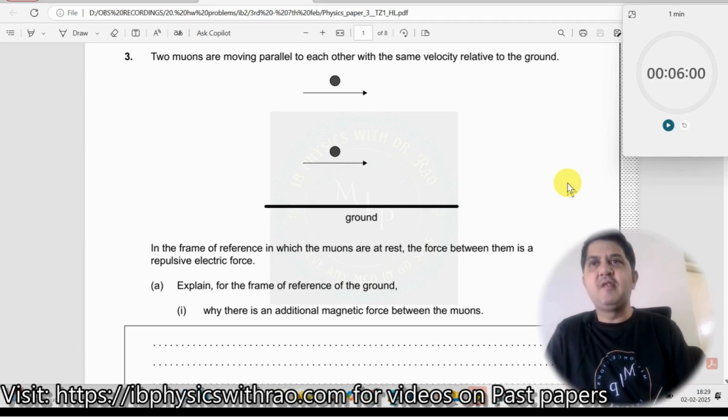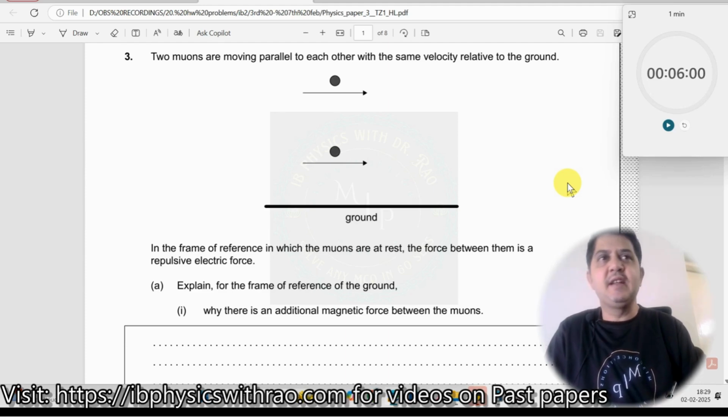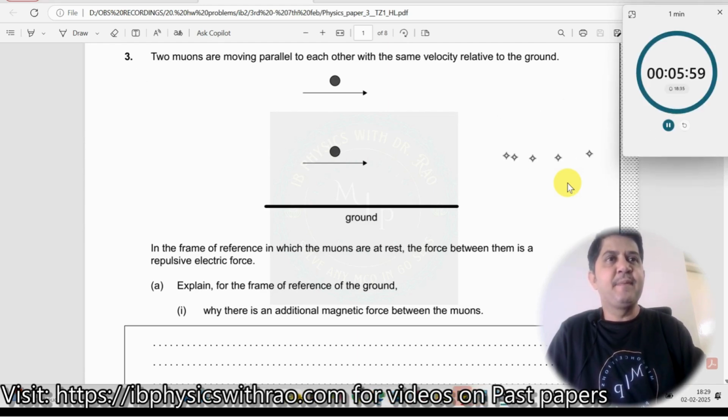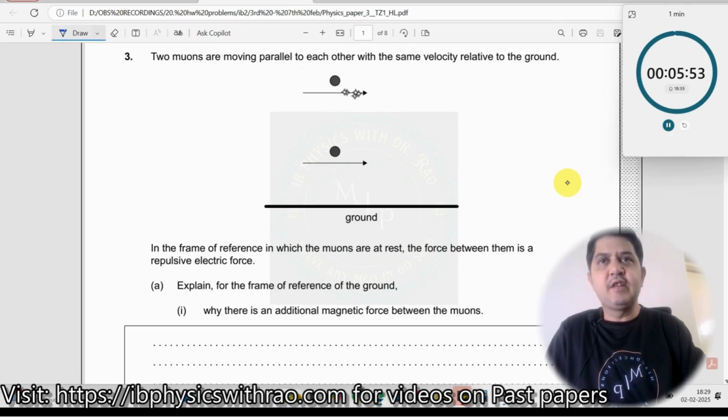So this week we will be solving problems on relativity theory. We will see 5 problems on this. Okay, let us begin with the first one, and this problem is for 6 marks, so I have allotted 6 minutes. Now two muons are moving parallel to each other with the same velocity relative to the ground. Okay, so there are two muons moving at the same velocity over here.